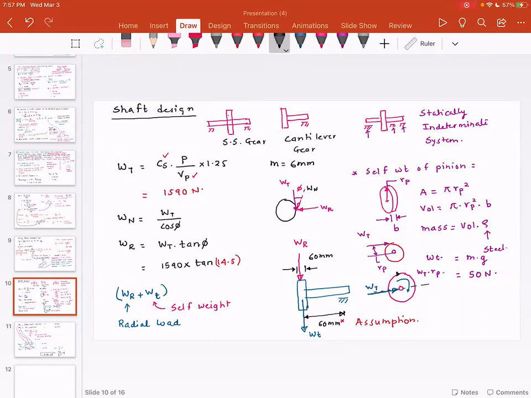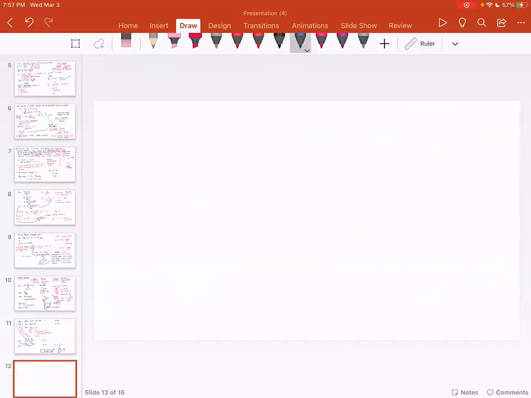Now what I want to do is take this exercise and talk about how to design the case or housing. Housing dimensions depend on how much space we have available. What is the configuration of the gear train?